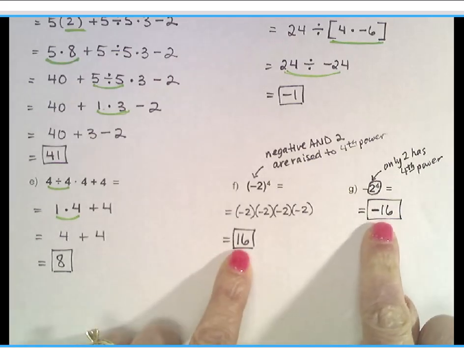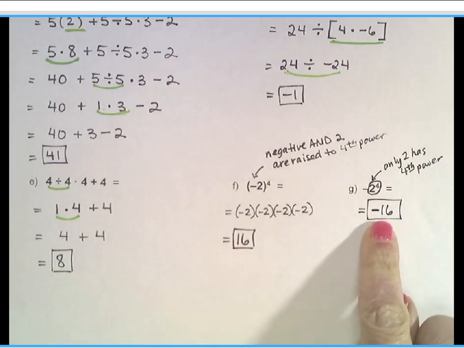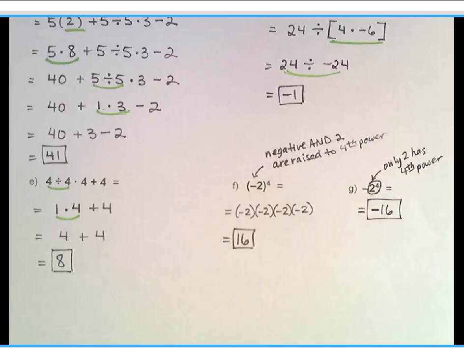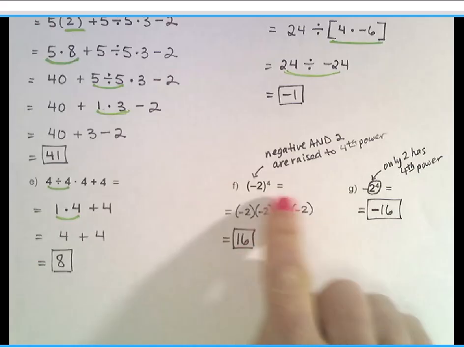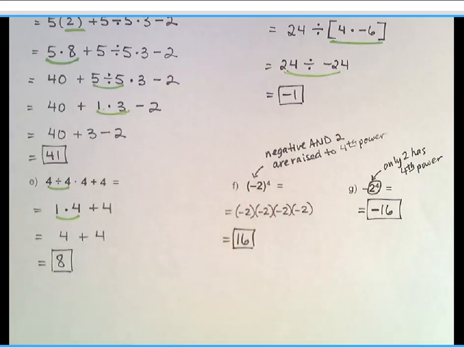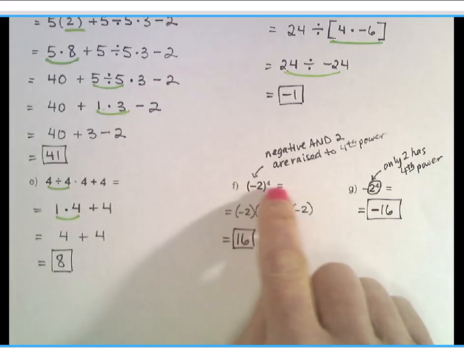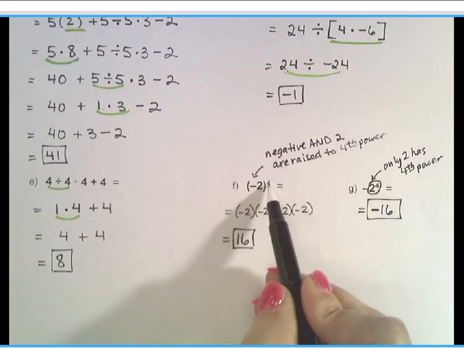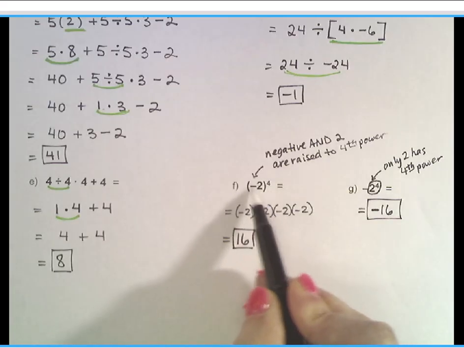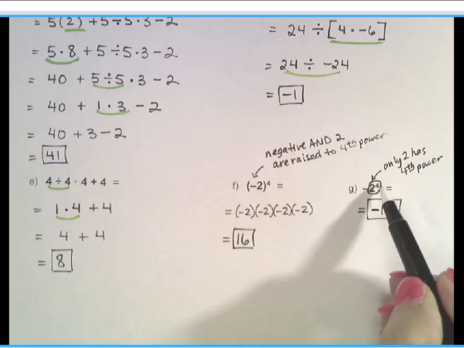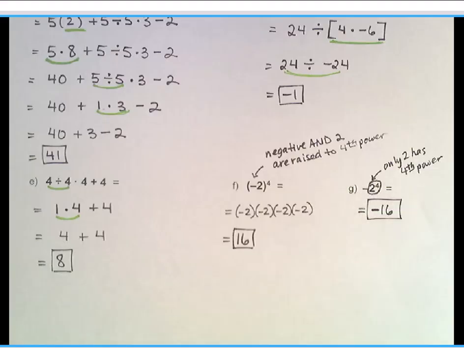You might say, well, the answers aren't that different. It's just a negative. They're about 32 apart from each other, so I would say that is actually a pretty big difference. So keep in mind, the parentheses really do matter. So in this one, again, the 4th power is applied to everything inside the parentheses. Over here, the 4th power is only applied to the 2. So those are some tricky things that you want to think about when you're doing these PEMDAS problems.